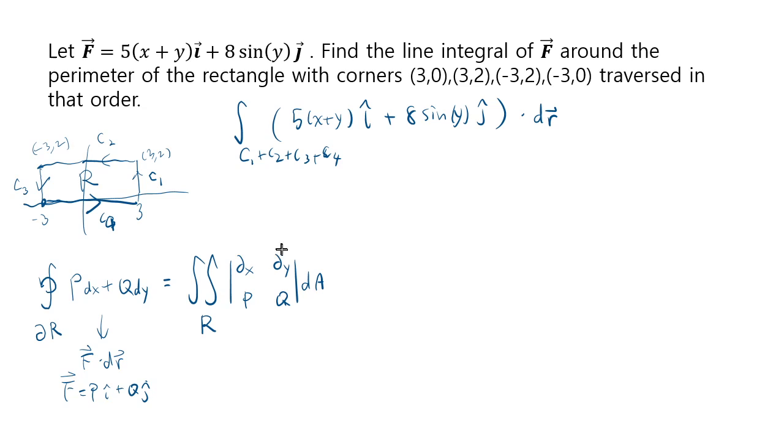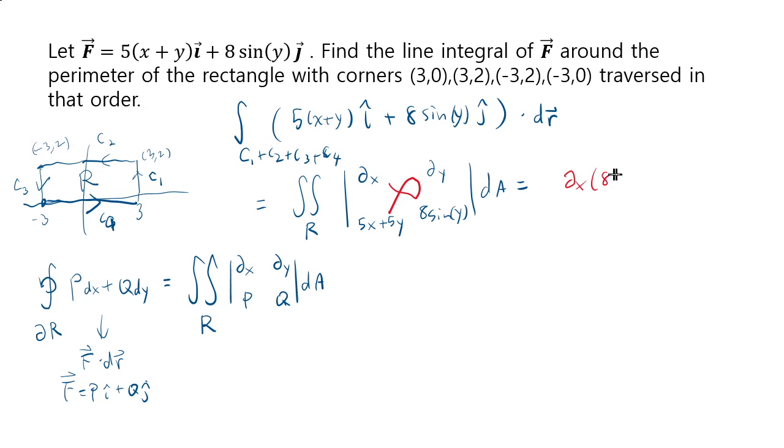And this is a two-dimensional curl. So let's do that integral over R of the derivative with respect to x, the derivative with respect to y, of 5x plus y. Actually, let's rewrite this as 5x plus 5y. That'll be easier to calculate. And then 8 sine y, dA. And then how do you calculate the determinant? It's AD minus BC, right? So the partial derivative with respect to x hits 8 sine y, and then minus the partial derivative with respect to y hits 5x plus 5y. And then you have to do this double integral, dA.